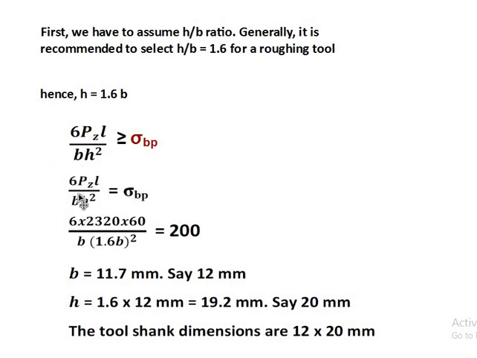Now substitute all the values: 6 into cutting force 2320, L as 60, divided by B into H, which is 1.6B, so 1.6B whole squared, which is equal to 200. So only one unknown, B. From this relation, you will get B is equal to 11.7 mm, say 12 mm.